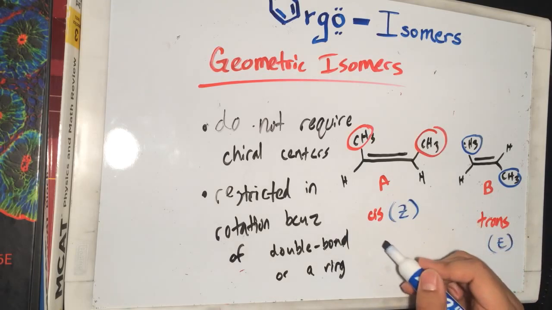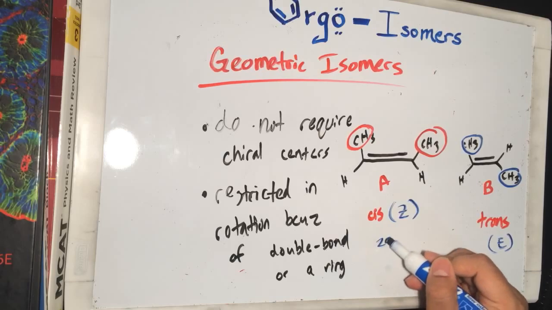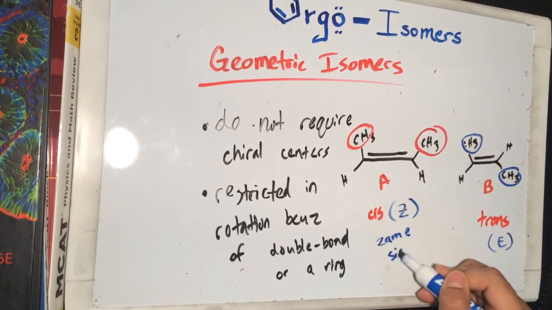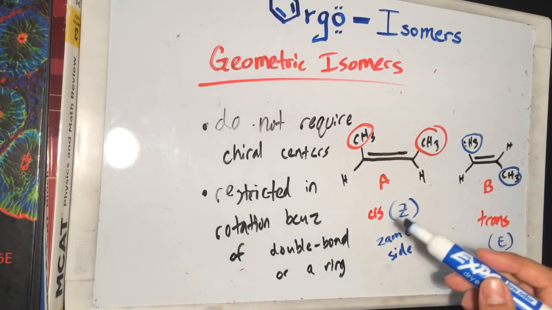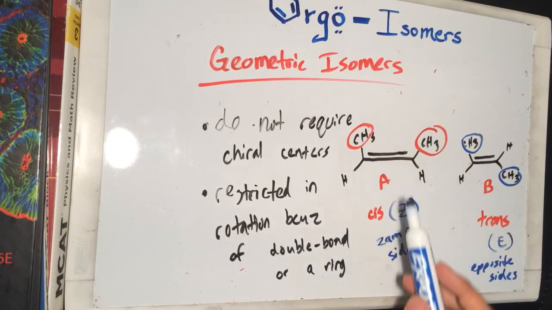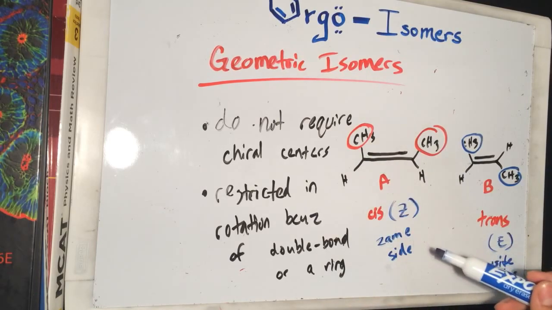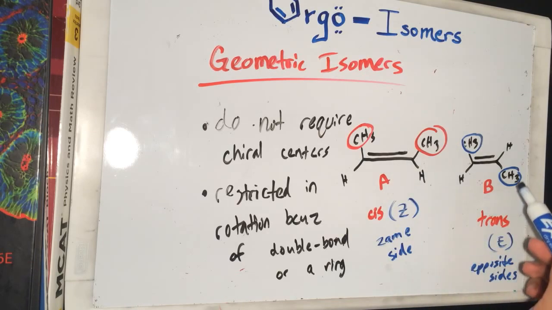So cis or Z, you can think of as the same. I don't know, this is stupid, but same side. Get it? Same side. Or E, I don't know, opposite sides. I don't know who comes up with this, but it helps to remember them. So if the two biggest substituents are on the same side, we're going to call them cis or Z configuration. If they're on different sides, we're going to call that trans configuration or E configuration. So yeah, that's basically it for isomers.